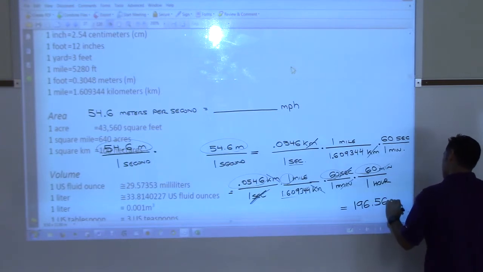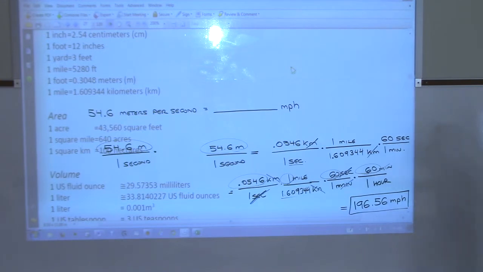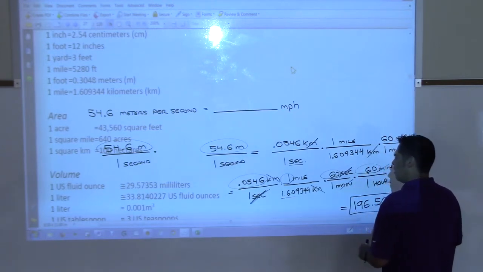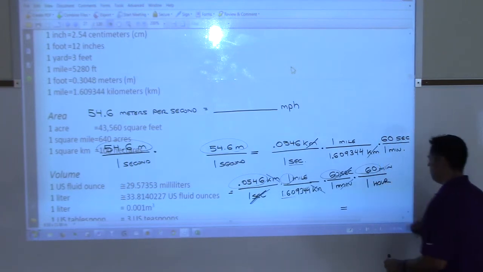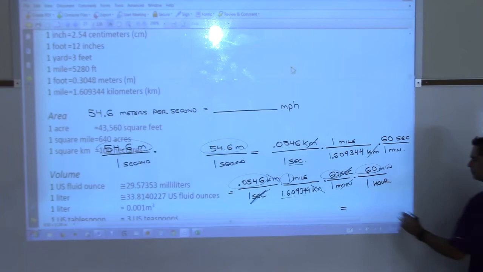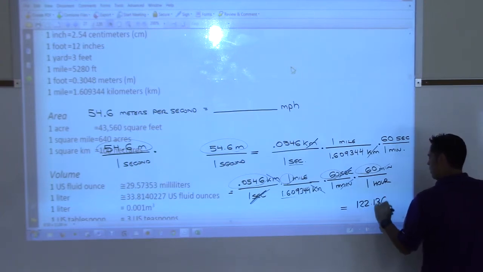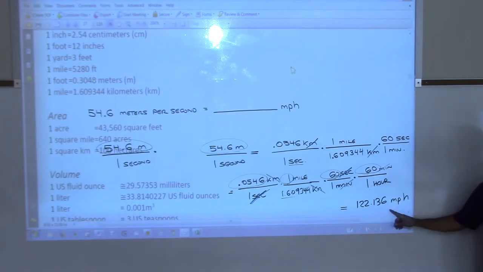196.56 mph. I'll just put mph, miles per hour. Oh, before you divide. Sorry. Okay, yeah. Divide that by the other one. Sorry. What, 1,000? Oh, wait, I'm going to multiply. 122.13672. That's good. mph. Let's see if anyone else gets this, just so we can have a confirmation. You got that? Yeah. All right.